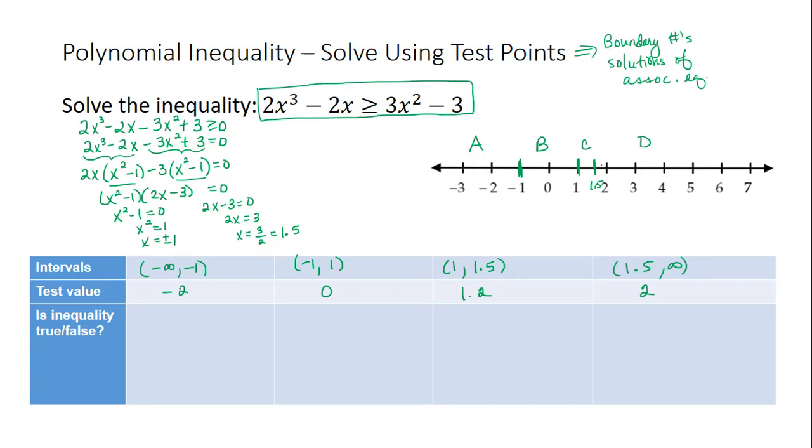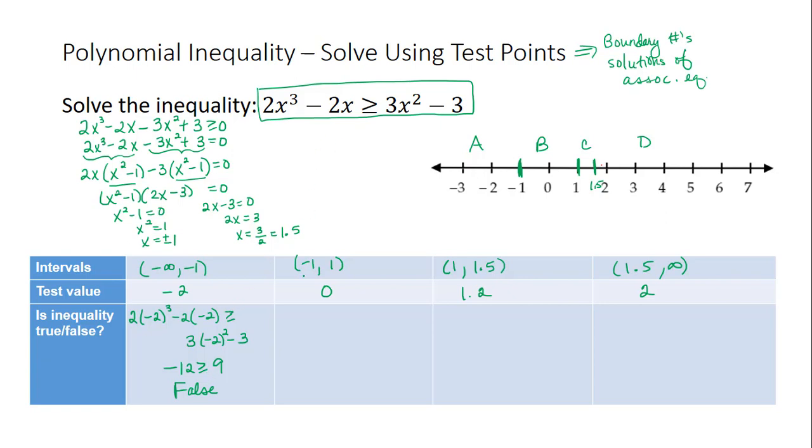So plugging in negative 2, we would have 2 times negative 2 cubed minus 2 times negative 2. Is that greater than or equal to 3 times negative 2 squared minus 3? When we simplify that expression on the left, we would get 2 times negative 8 plus 4, so that's really negative 16 plus 4, which is negative 12. Is that greater than or equal to 3 times 4, or 12, minus 3, which is 9? And that is a false statement, since negative 12 is not greater than or equal to 9.